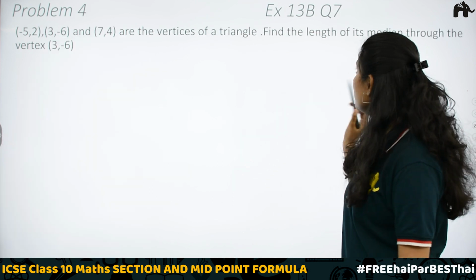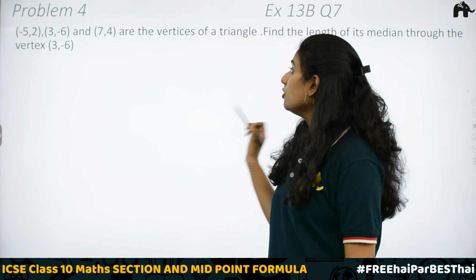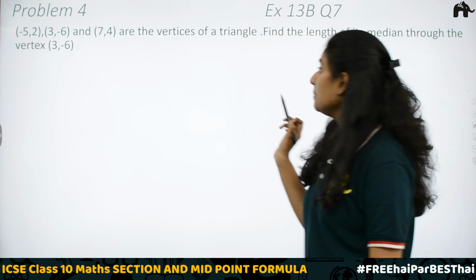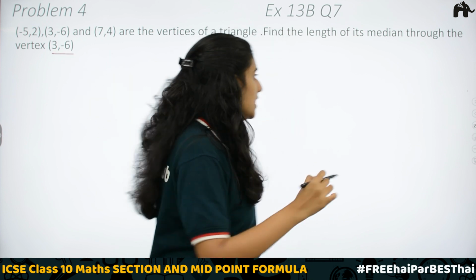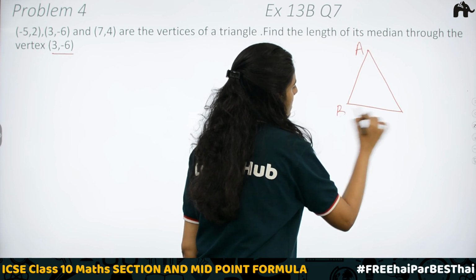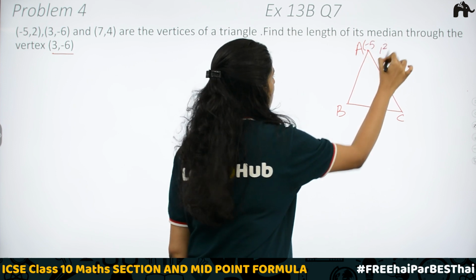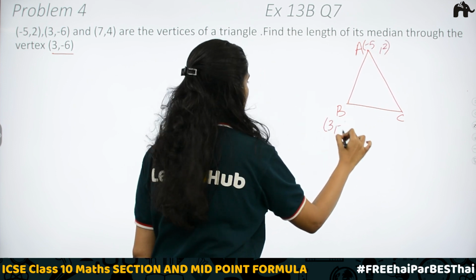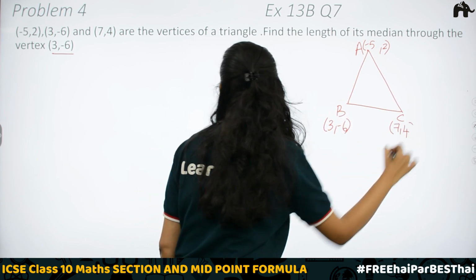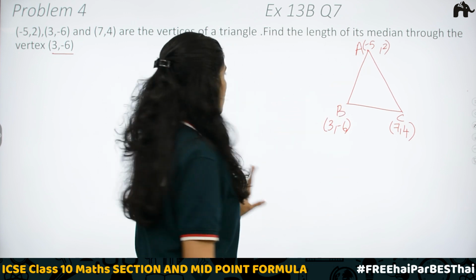Problem 4, question 7 of exercise 13B. (-5, 2), (3, -6) and (7, 4) are the vertices of a triangle. Find the length of its median through the vertex (3, -6). We consider a triangle ABC. This is vertex A, vertex B and C. Coordinates of A (-5, 2), of B (3, -6) and third, C (7, 4). Now, we need to find the length of the median through the vertex (3, -6).